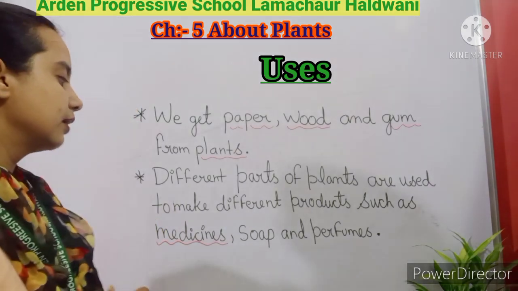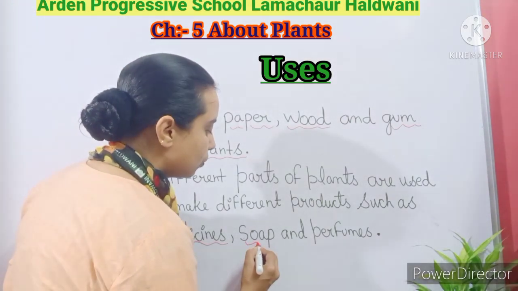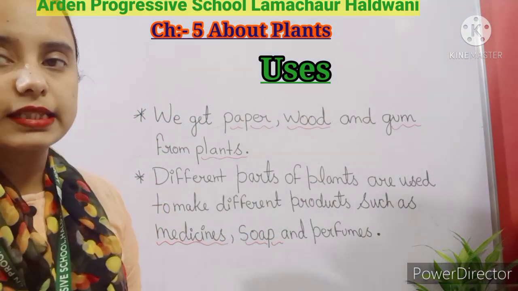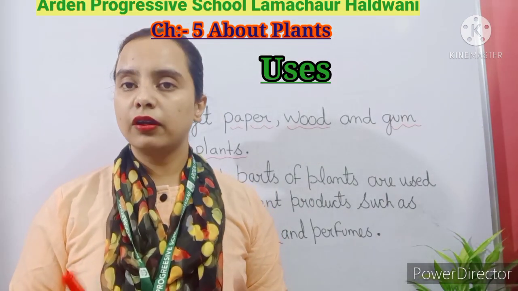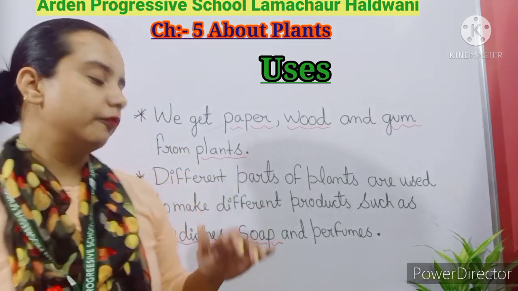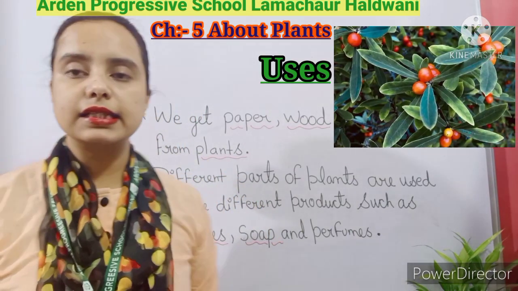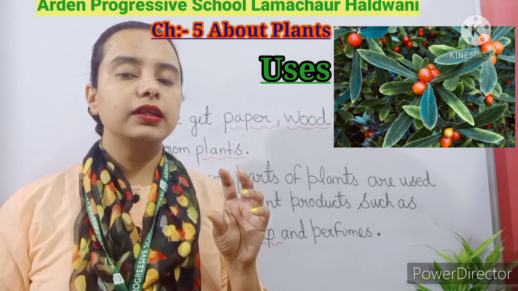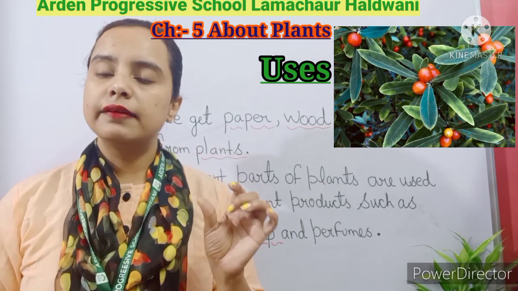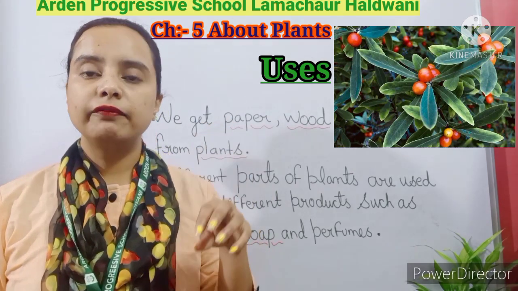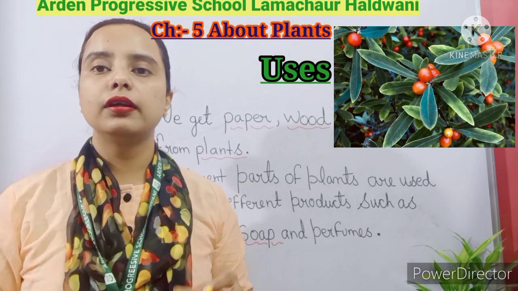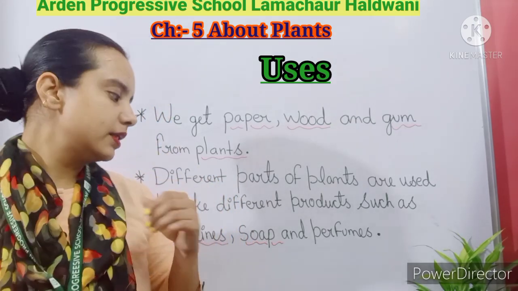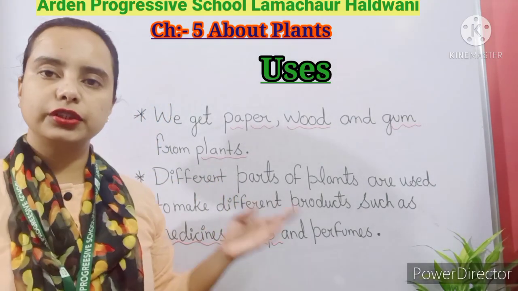Next, we get soap. We also get soap from plants. One example of a plant from which we get soap is the buffalo berries. When we soak the berries and the leaves of this plant in water, we get a soapy liquid, which is used in soap and shampoo.